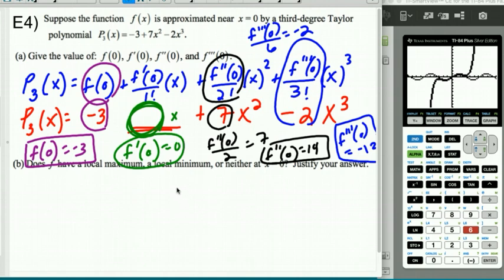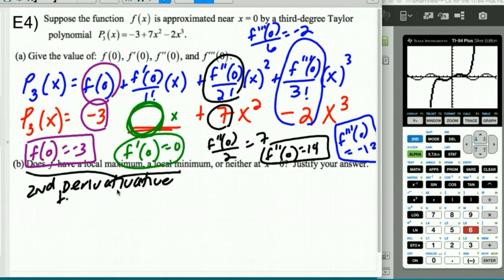All right, so now that I have those, the next question I was asked is, does f have a local max, min, or neither at x equals 0? Well, this is probably asking me about the second derivative test. The reason I say that is I have the second derivative at 0. Second derivative test, we're just going to go with that because my brain broke.